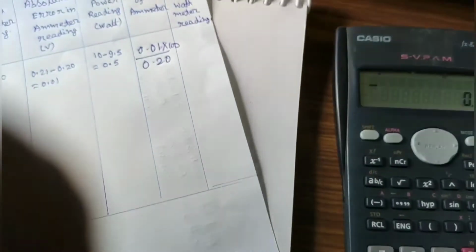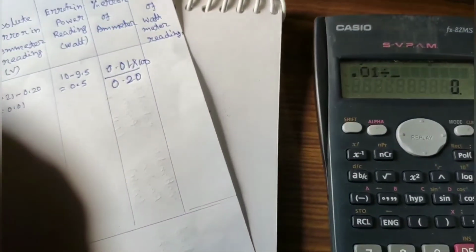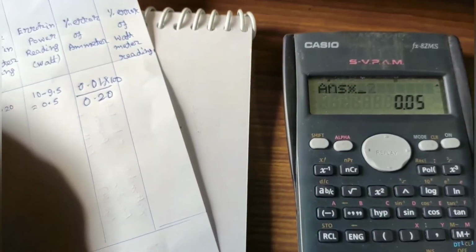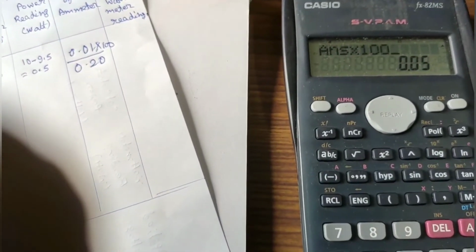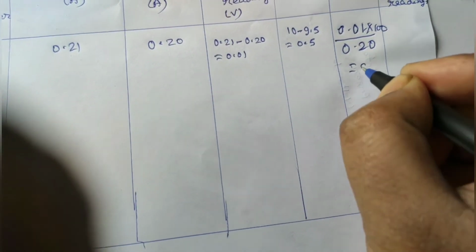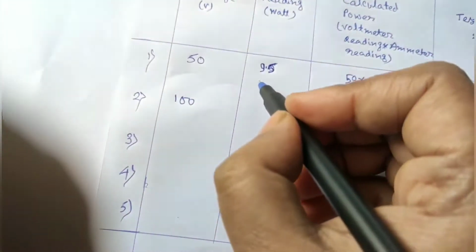So if I do that with the help of our calculator, then we will get 0.01 by 0.2 into 100, that is 5%. So this is a 5% error.